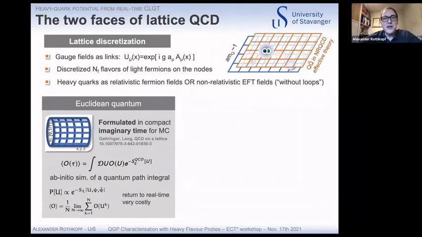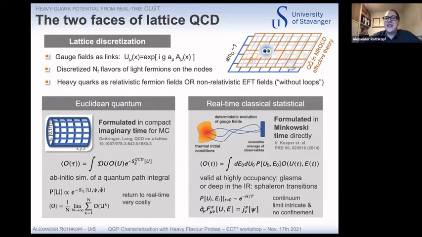The one that you're all familiar with is your conventional Euclidean quantum lattice QCD. It's formulated in a compact imaginary time, which allows us to do actual Monte Carlo simulations of the quantum path integral by drawing different realizations of the field configurations and then computing the observables of interest on those. You take the mean and you get an ab initio estimation of this expectation value. The difficulty here is this only works for thermal equilibrium, and if you want to return to the real-time domain, this becomes very costly starting off from this imaginary time.